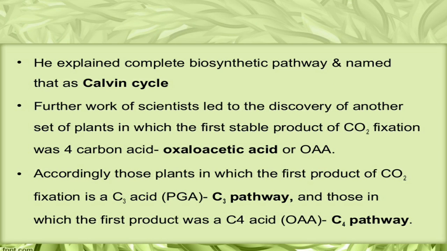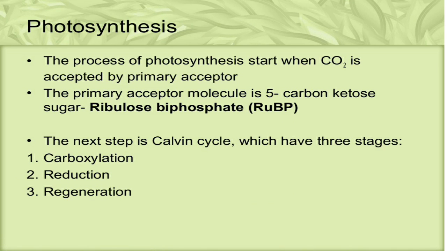Accordingly, those plants in which the first product of carbon dioxide fixation is C3 acid, that is PGA, is the C3 pathway, and those in which the first product was C4 acid, that is oxaloacetic acid, is C4 pathway. And on that basis, the plants are grouped as C3 plants and C4 plants. The process of photosynthesis starts when carbon dioxide is accepted by the primary acceptor. The primary acceptor molecule is a 5-carbon ketose sugar, that is ribulose bisphosphate, RUBP.